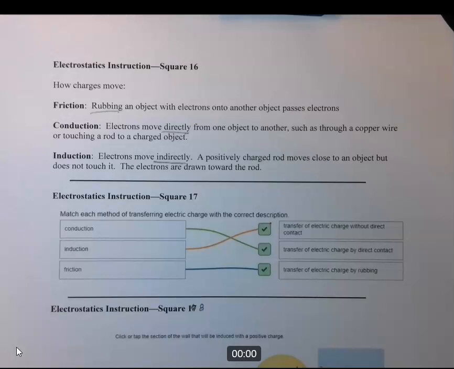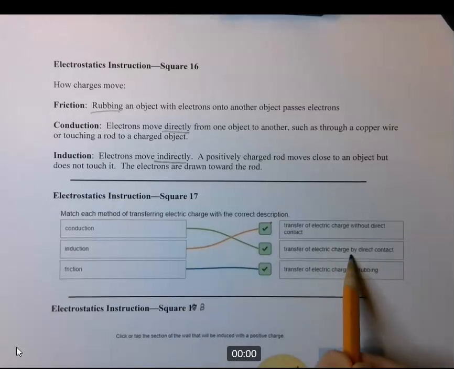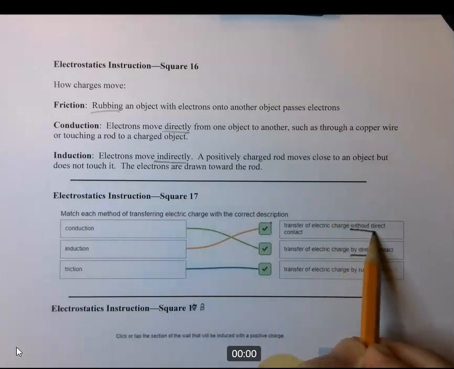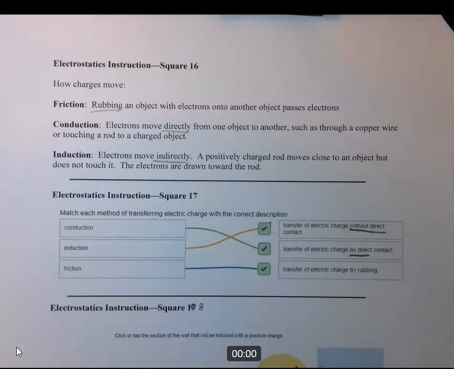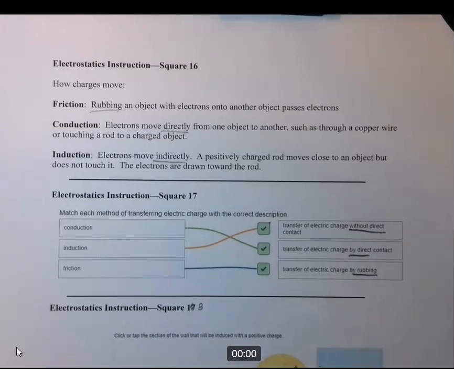Okay, square 17. It's just kind of a little matching exercise. So conduction, that is transfer of electric charge by direct contact. There's the word direct. Induction is transfer of electric charge without direct contact, so indirect or without direct, same thing. And finally, friction, the transfer of electric charge by rubbing. The key word is rubbing.